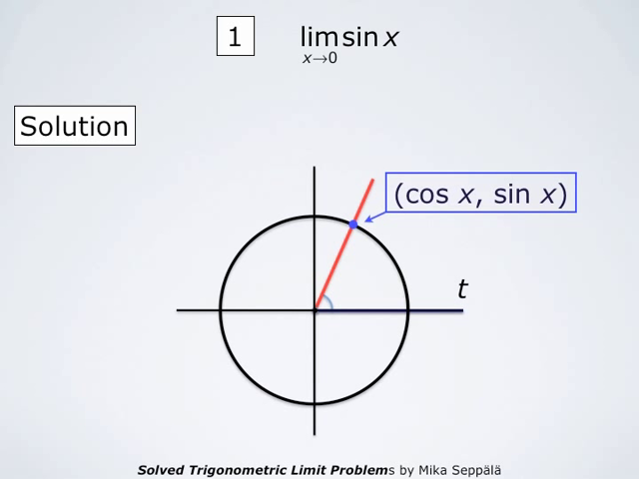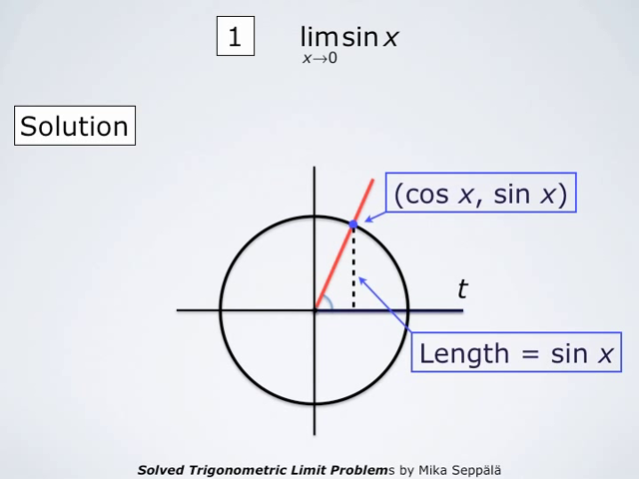The ending side is then the red half line emanating from the origin, and cosine of x and sine of x are the x and y coordinates of the blue dot indicated on this circle. So sine of x is the length of this dotted line segment, and x is the size of this angle in radians. So x is the length of the green arc on the unit circle.